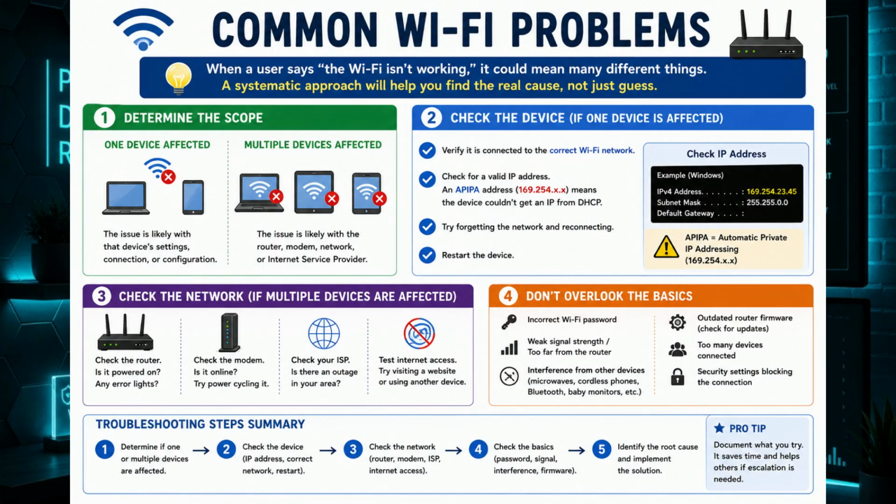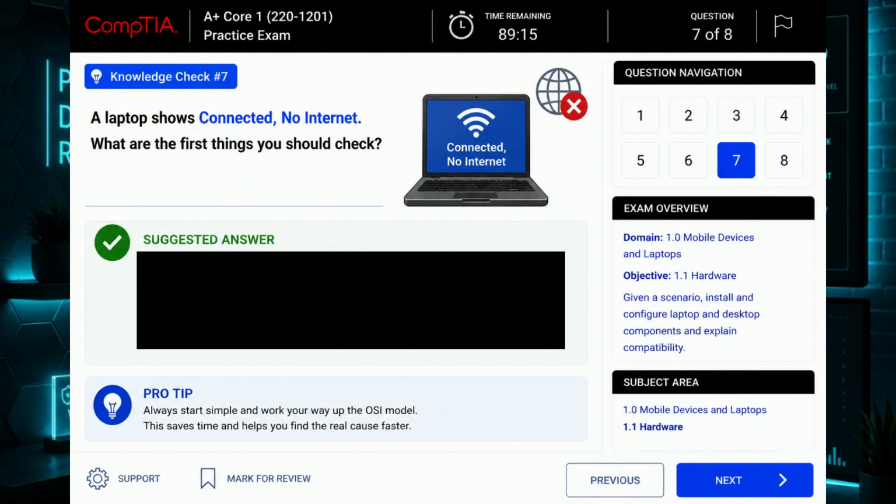If multiple devices have no internet access, the issue may lie with the router, modem, or even your ISP. Don't overlook simple causes like an incorrect Wi-Fi password, a weak signal, or interference from nearby devices or outdated router firmware. A systematic troubleshooting approach will help you identify the root cause instead of just guessing. Question 7. A laptop shows connected but no internet. What is the first thing that you should check?